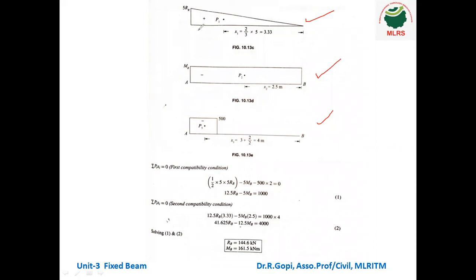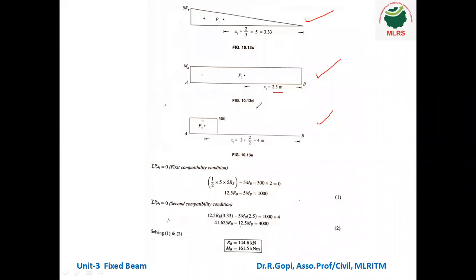Okay, so here you can see the length of the beam is 5, sorry, 5 meters. So RB into 5. Next corresponding centroid distance 2/3 of 5. Next moment is acting. So in this moment value MB and corresponding centroid distance is 5/2, 2.5 meter.